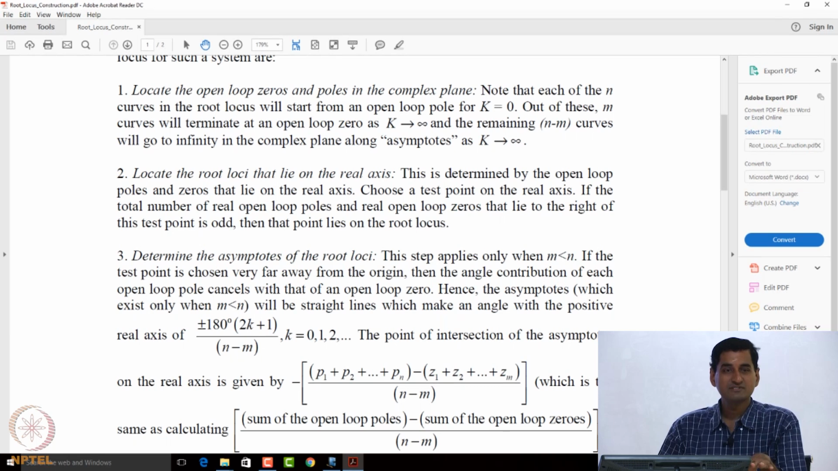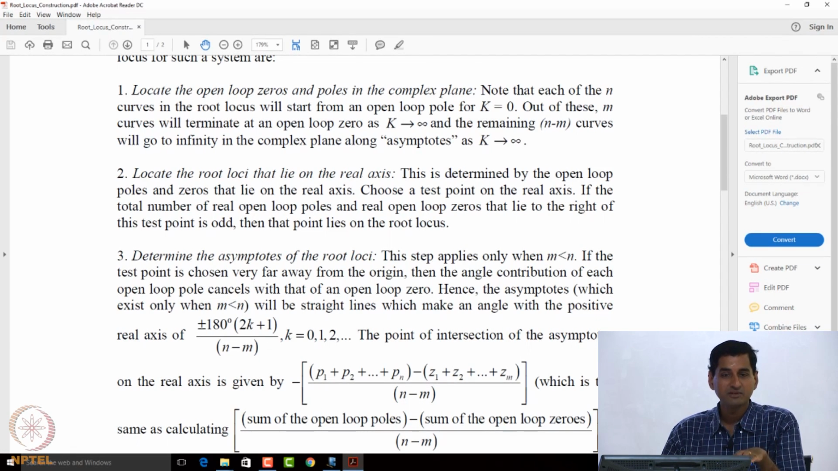The first step, given an open loop transfer function, was to locate the open loop poles and zeros in the S-plane. We learned that the root locus will have n branches in general. Each of those n branches will start from an open loop pole and end at an open loop zero if it exists, and the remaining n minus m branches will go to infinity along asymptotes.